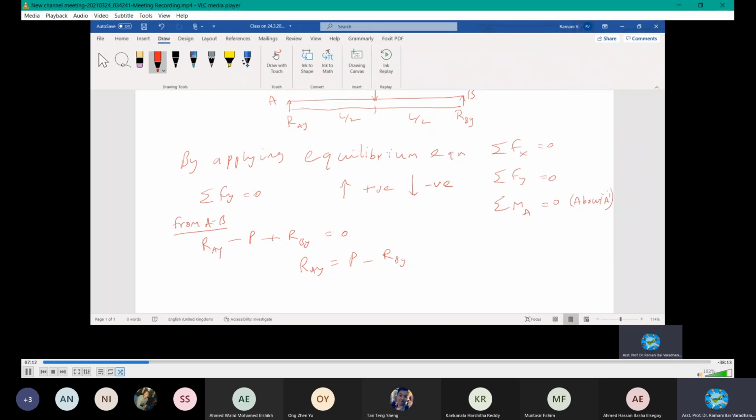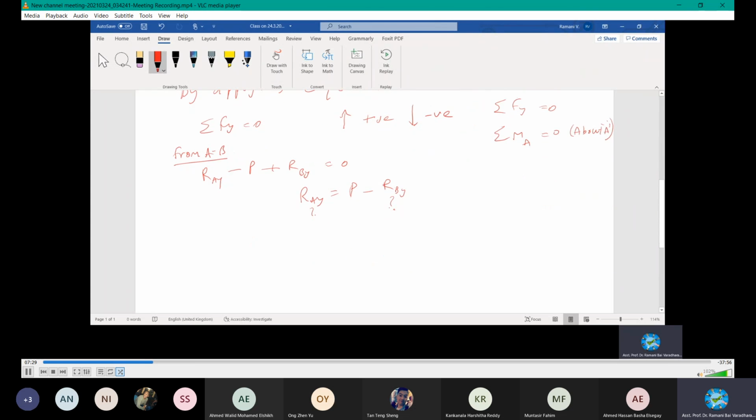How much is RBY? To find out RBY, we must go for another equation. There are two unknowns, so we must have two equations. This one is unknown, this one is also unknown. So we need one more equation to solve two unknowns. So we move on to the third equilibrium equation: take moment about A and equate to 0.